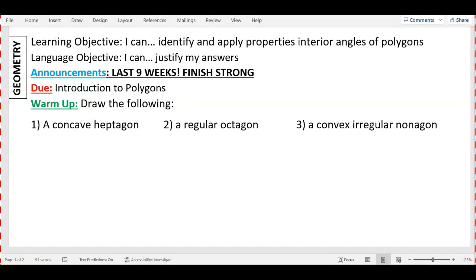Okay, so we're going to identify and apply properties of interior angles of polygons. We'll explain that on the notes.